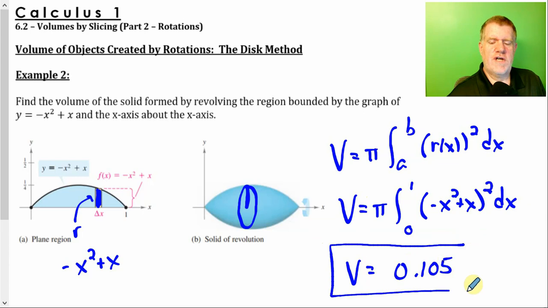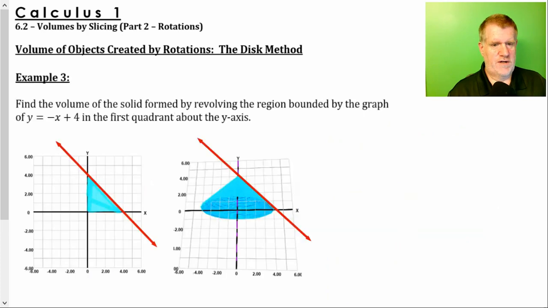This is a very, very tiny answer, but it kind of makes sense. This only goes from 0 to 1, and the height of this reaches a quarter. So it's a small object. So that seems pretty reasonable. All right, hopefully that makes sense, because now we're going to, of course, throw something different out there.